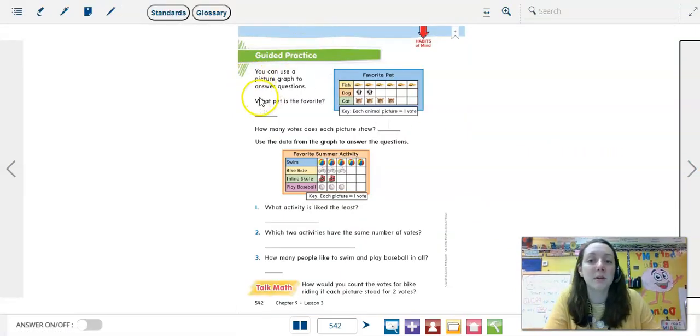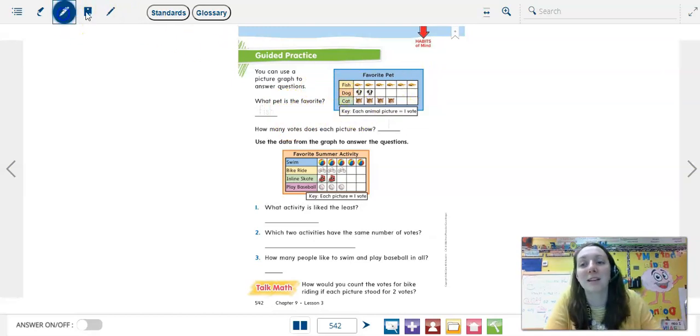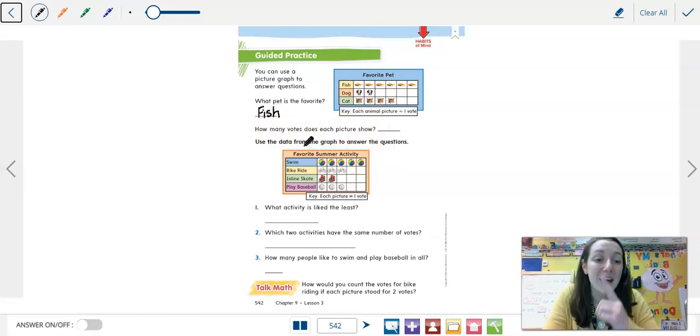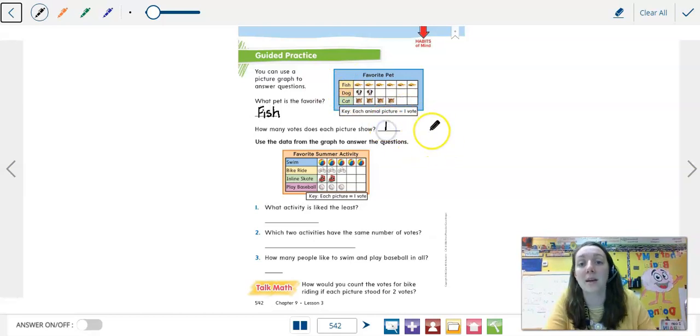So you can use a picture graph to answer questions. Looking at this picture graph, what pet is the favorite? Which one has the most amount of votes? Well, I can look very quickly and see that fish has the most amount of votes. So fish is the favorite pet. And then, how many votes does each picture show? This is asking us about the key. What is each one of those worth? In this case, our key says still just worth 1. Each one is worth 1 vote.